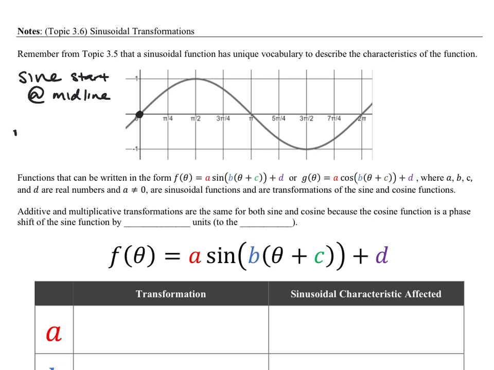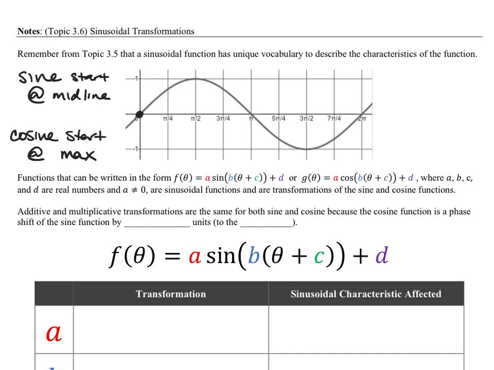On the other hand, if it was cosine, where does it start? At the maximum. So it's going to start up at the top of the wave for cosine. Yes, that means it can start at a minimum, because that would just be a reflection of cosine, but it's going to start at a maximum. That's what we're going to tell ourselves.